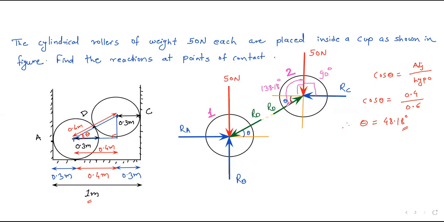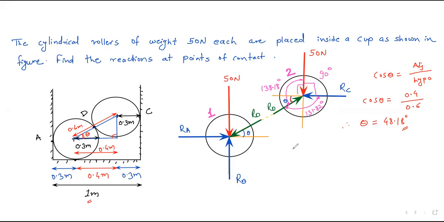Now you can easily calculate this remaining angle. The total should be 360 degree. So one angle is 90 degree, another is 138.18. From 360, if you subtract these two angles, you will get the remaining angle. What is that? 131.82. So this angle is 131.82 degree.